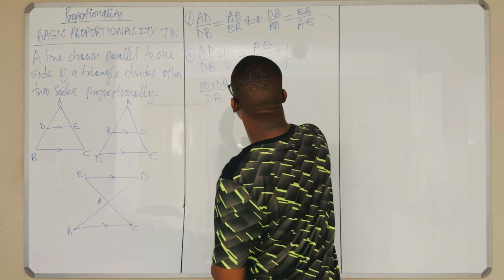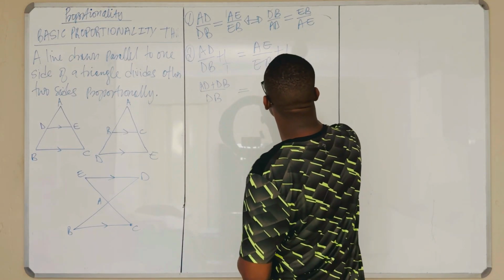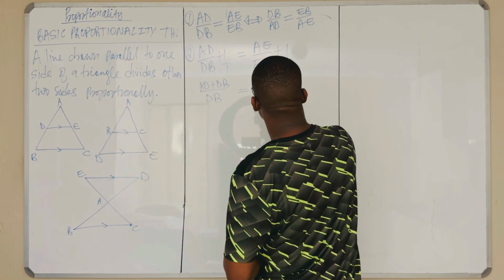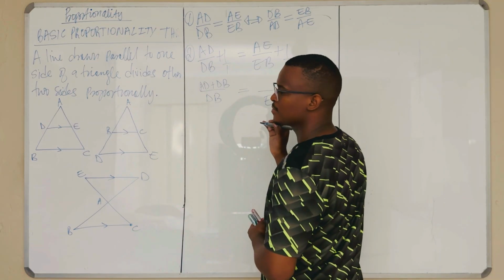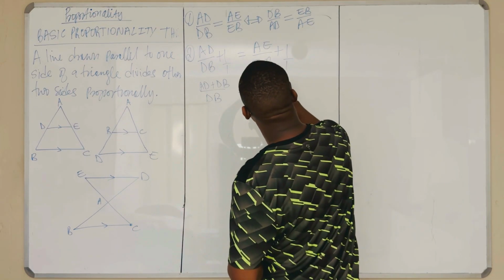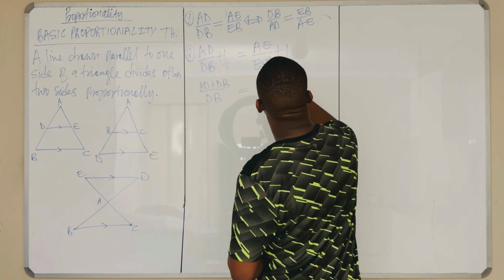Okay. It is equal to the same thing: this over this, all over AB, and this is AE plus EB.